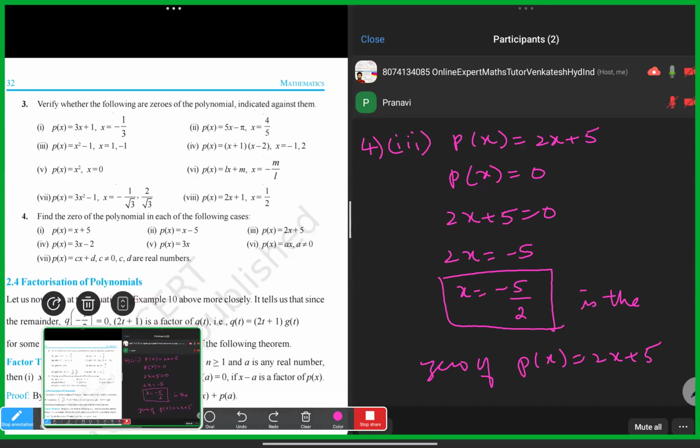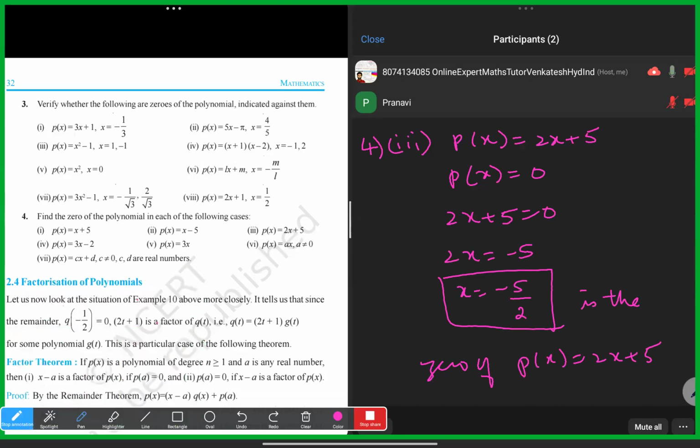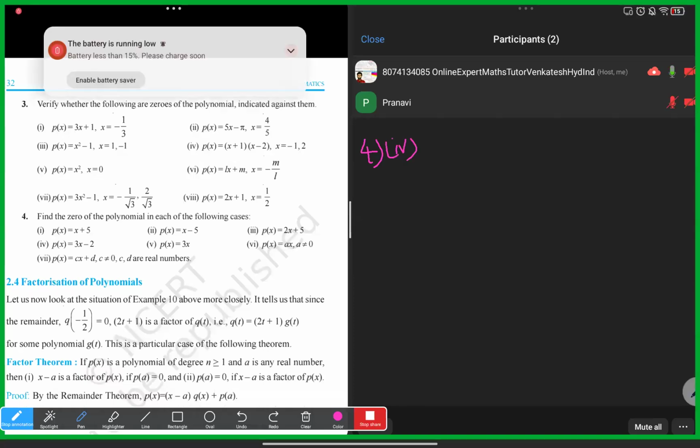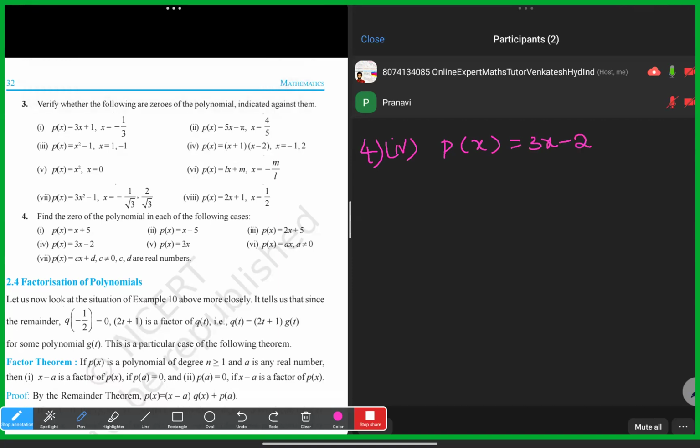Shall I go to the fourth one? Yes, sir. So the fourth one is p of x is equal to 3x minus 2. So we are equating p of x to 0 to find out the zero of the polynomial. 3x minus 2 is equal to 0, so 3x is equal to 2, and x is equal to 2 by 3.